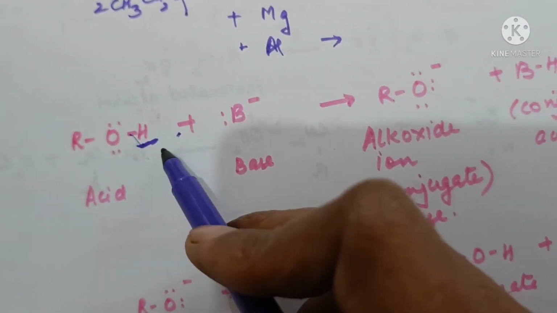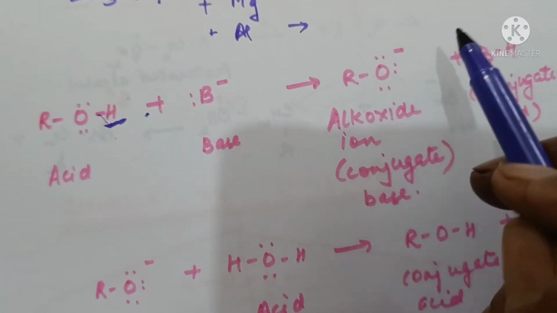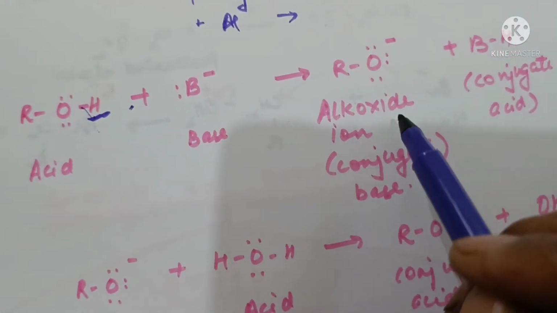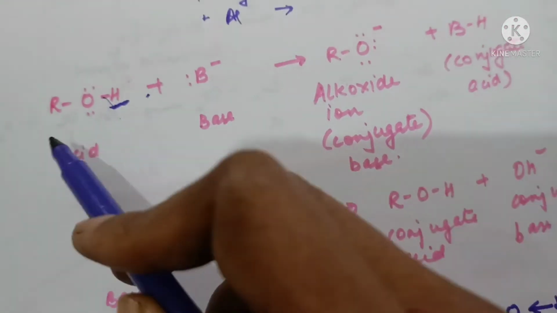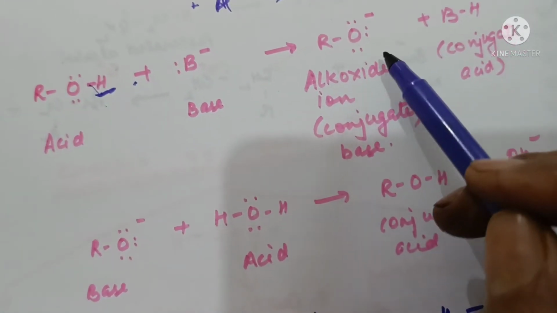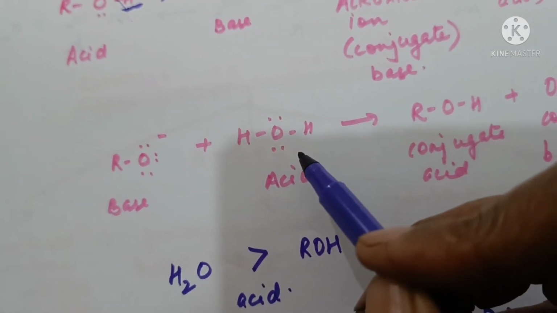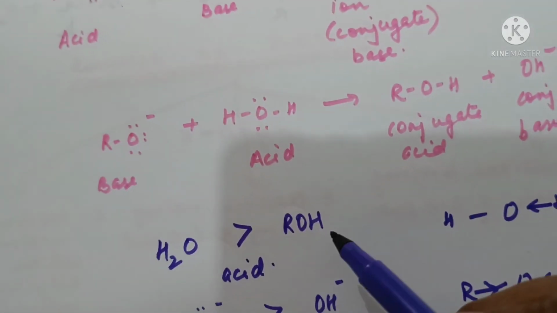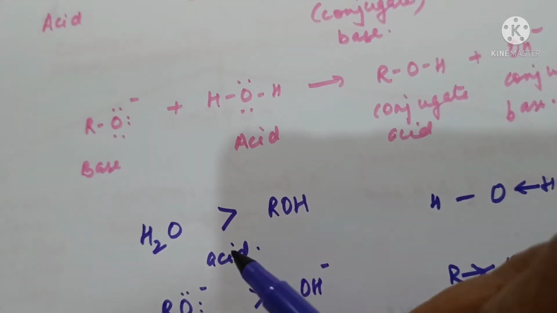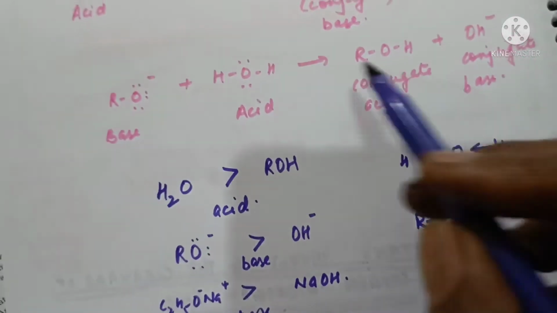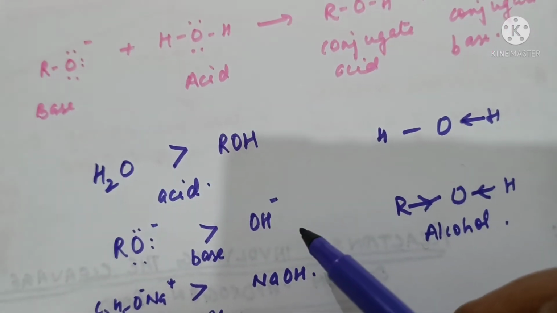Now here, because it's giving a proton, it's acting as an acid, and alcohol minus proton, the alkoxide ion, is the conjugate base of alcohol, and because alcohol is a weak acid, its conjugate base is a strong base. So this shows that even water is a stronger acid than alcohol. Water is a stronger acid than alcohol. And the base, alkoxide ion, is a stronger base than hydroxide ion.